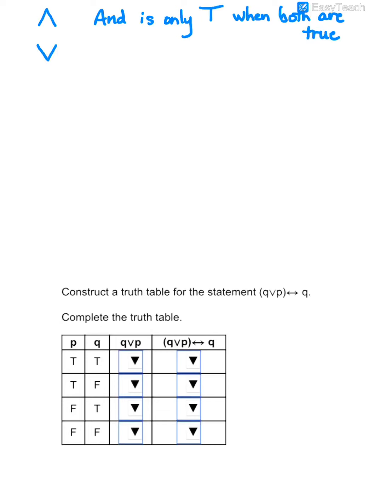For the symbol or, we say that or is only false when both are false. So when you're looking at two statements joined by the word or, it means you only have to satisfy one of the statements or both, and the only way it's going to be false is if you don't satisfy either. So or is only false when both are false.